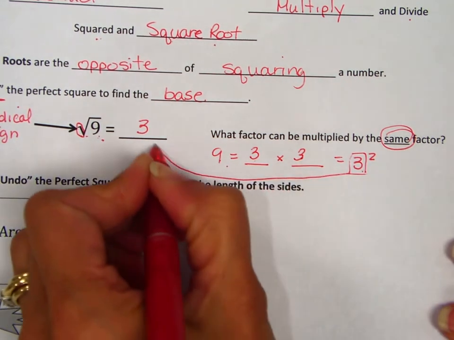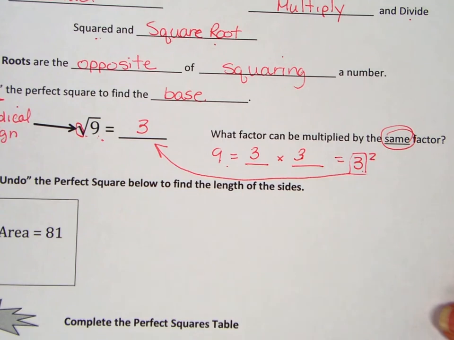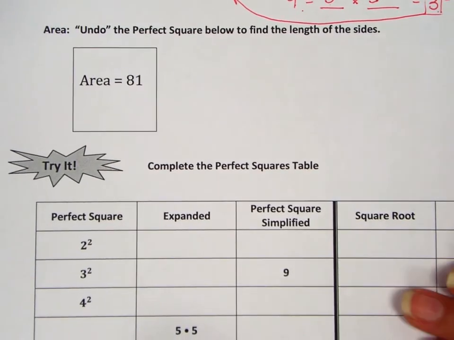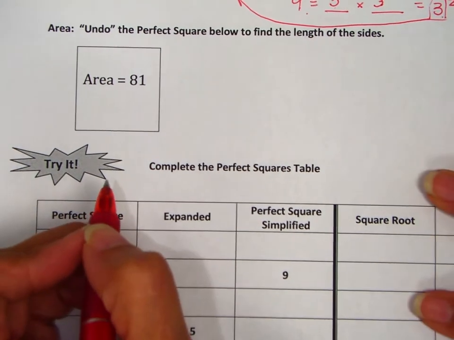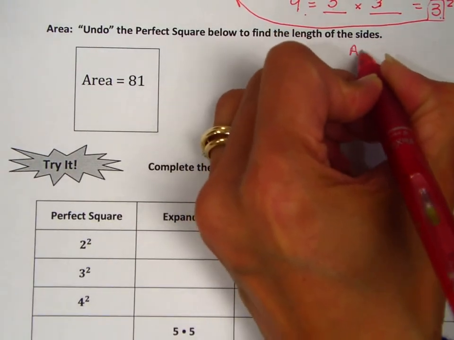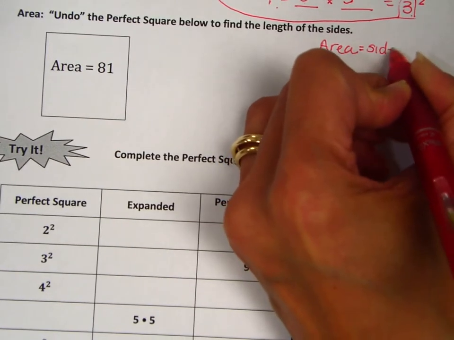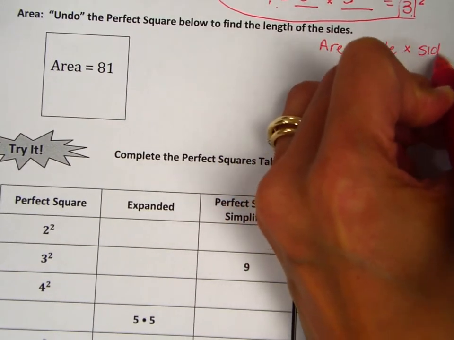That's what we put in here. So let's try and undo it with the area of a square. Well, we've already talked about the area of a square is side times side.